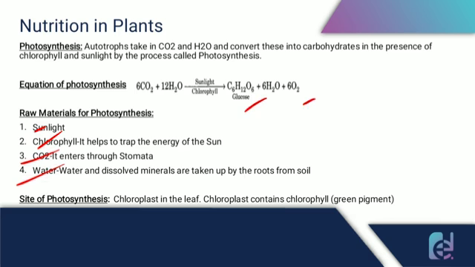Now let's know about the site of photosynthesis, like where photosynthesis takes place. Chloroplasts in the leaves contain chlorophyll, which traps the sunlight energy and helps in the process of photosynthesis. So basically we can say that the site of photosynthesis in plants is the leaf.